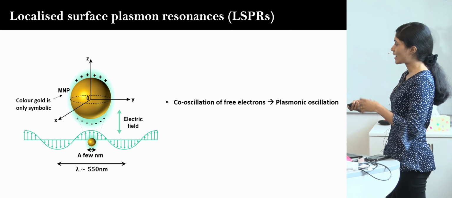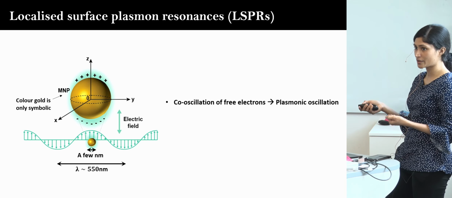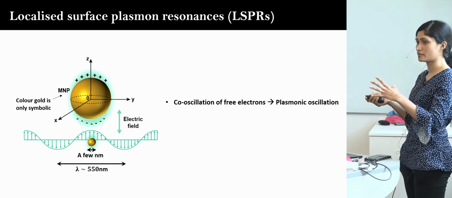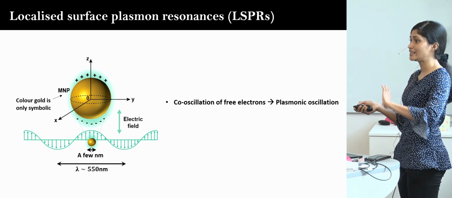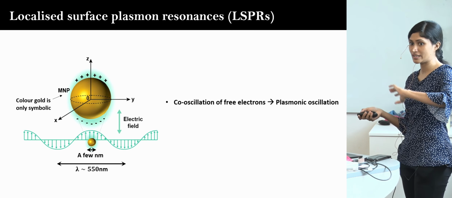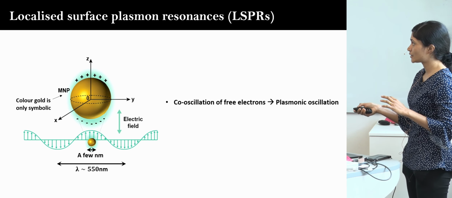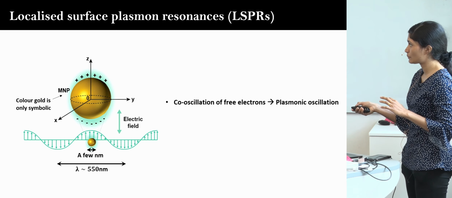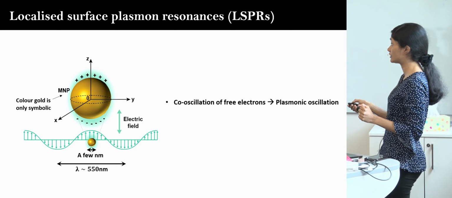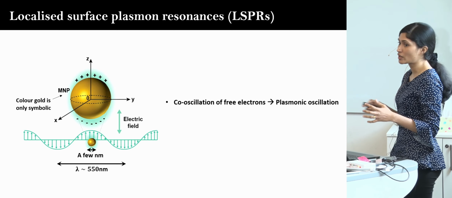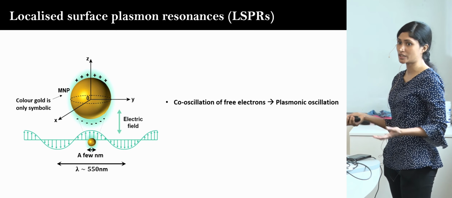So what happens when we shine light on it is that this gold particle has free electrons. The sea of free electrons couples to the electric field components of the light, and it oscillates back and forth as the electric field changes its sign. And it's as though the particle is experiencing the same magnitude or amplitude of the field throughout, because the particle is tiny compared to the field. And this collective oscillation or wobbling of electrons back and forth is called a plasmonic oscillation.